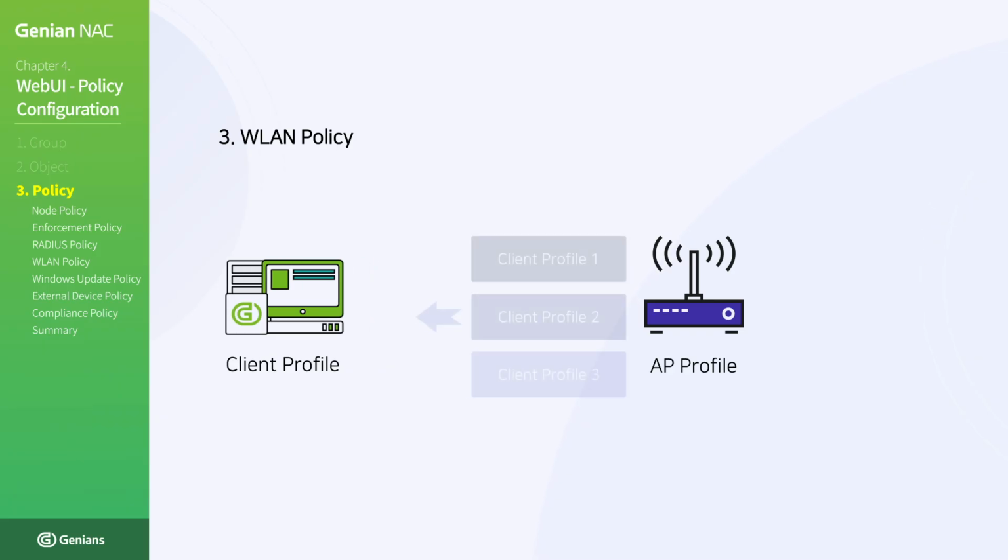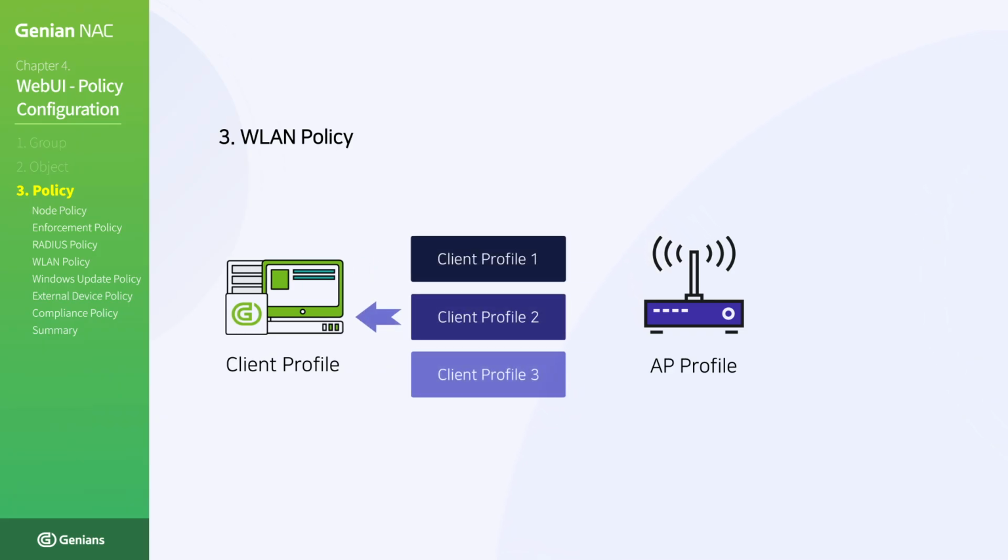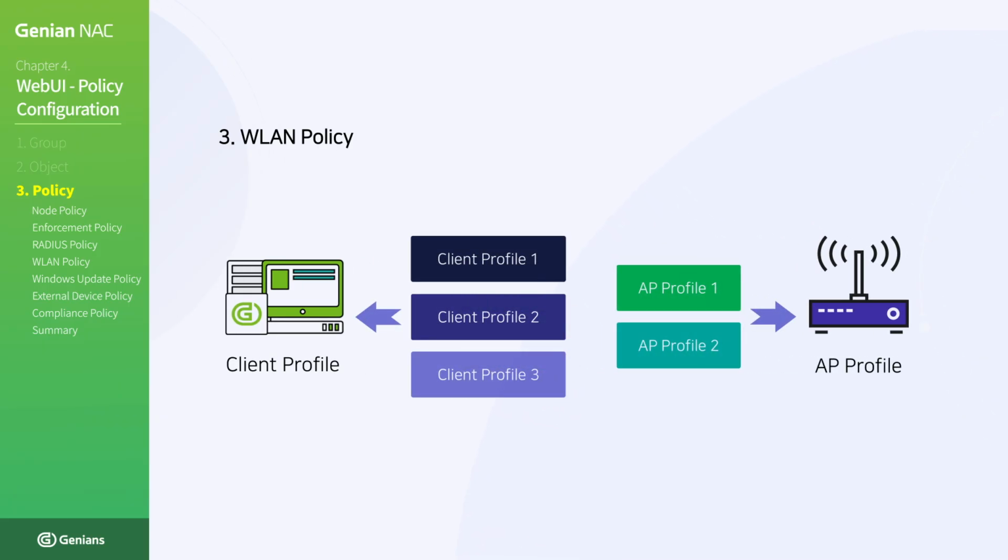The Wireless LAN policy can create 2 types of profiles. 1. Client profile. This profile applies directly to endpoints. Policies are applied by selecting and assigning multiple profiles created through agent actions. 2. Access point profile. This profile applies to APs. Policies are enforced by assigning the created policy directly to the AP.